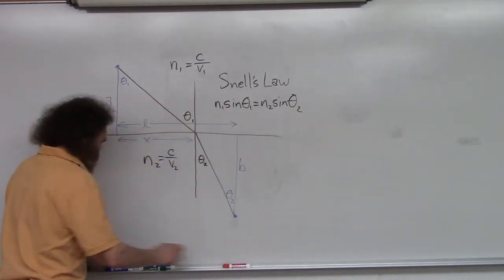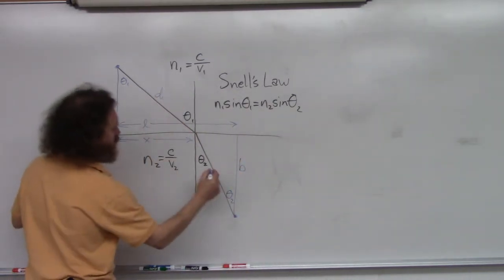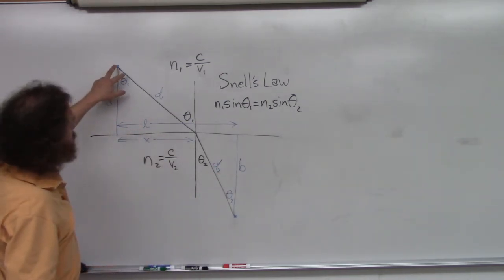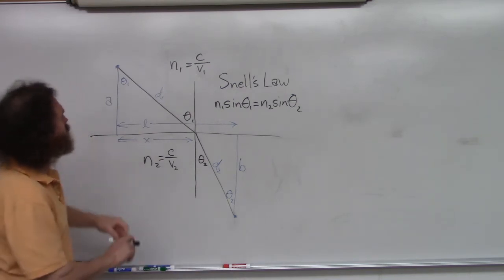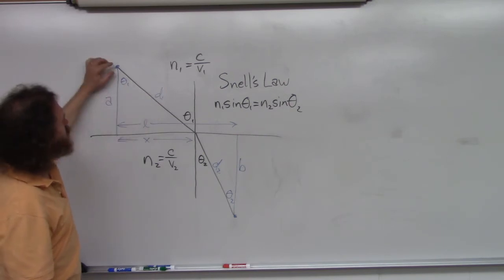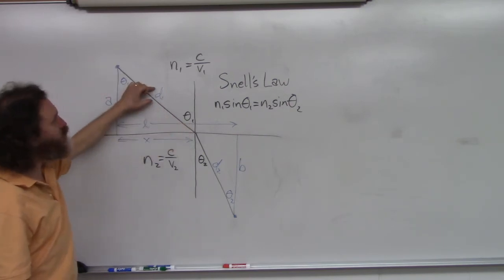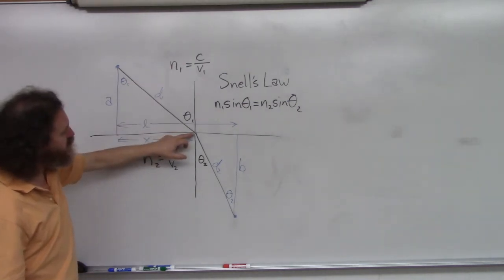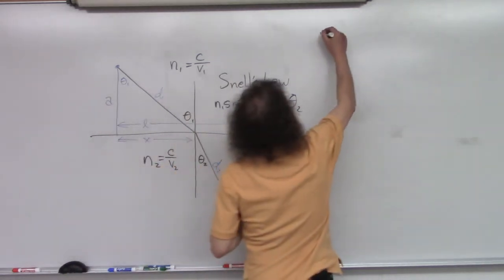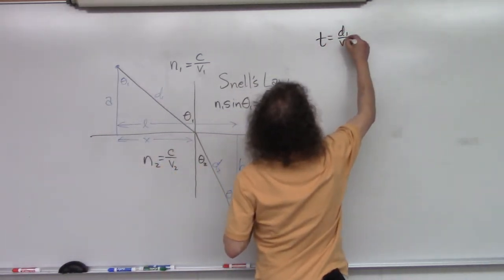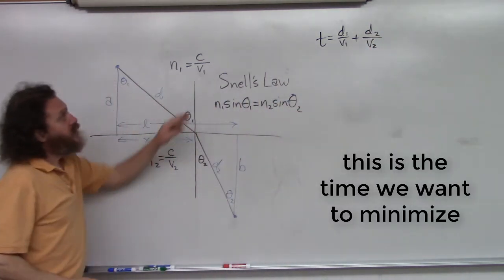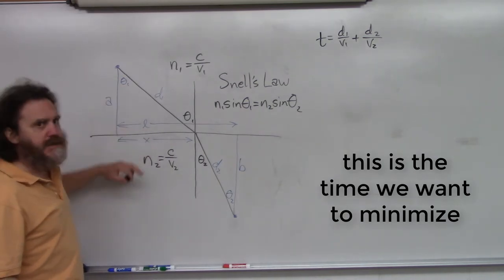Okay, so let's call this, sorry, this is D1 and that's D2. I've just named everything here. So if the velocity of light in this medium is V1, then the amount of time it takes to go from here to here is D1 over V1. And the amount of time it takes to go from here to here is D2 over V2, right? So the amount of time is D1 over V1 plus D2 over V2. And I'm just going to write D1 and D2 in terms of some of these other variables.